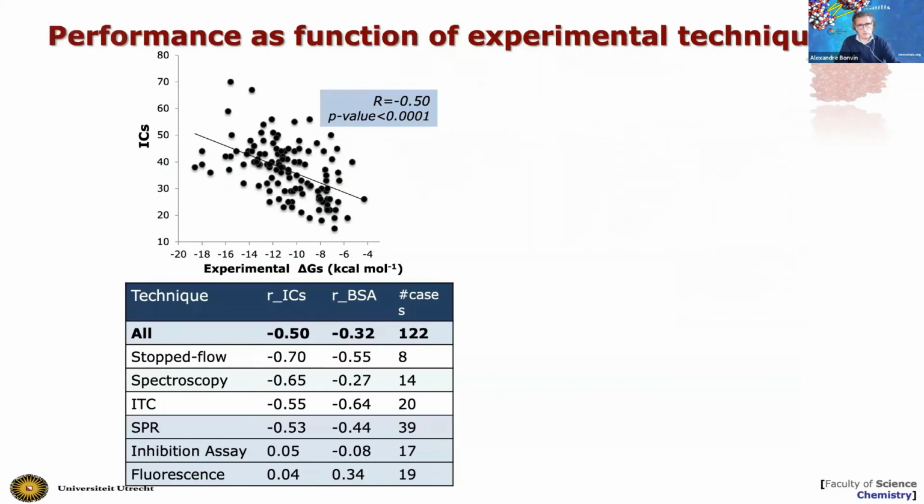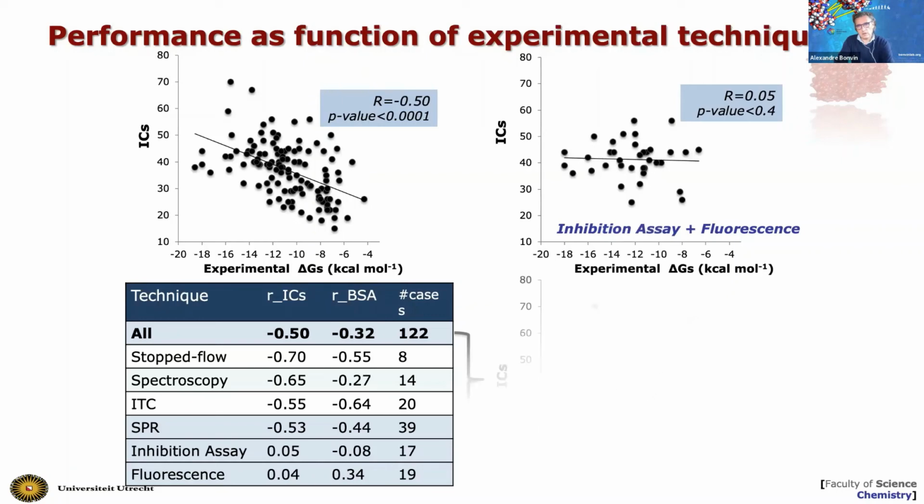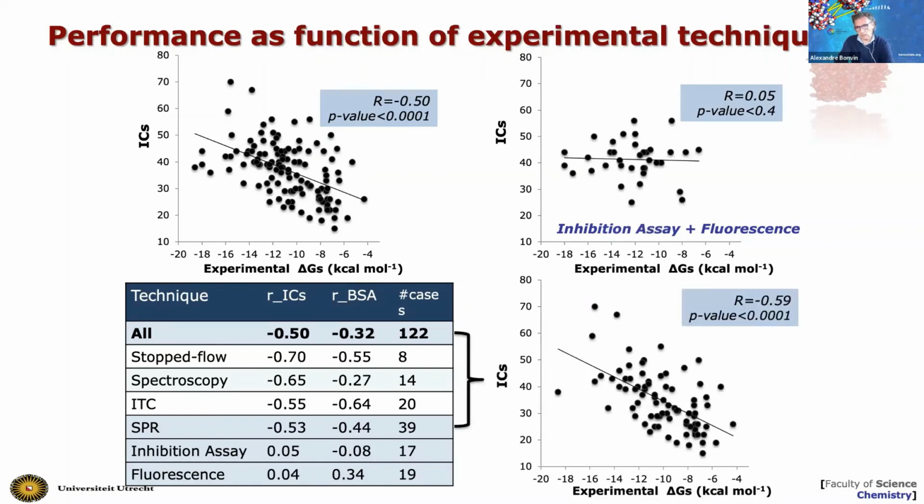If you take all contacts, so purely the contacts and nothing else, we get a correlation of 0.5. So this is at the same level as the buried surface area and the same level as all the scoring functions. You also see here that, depending on the type of data that you are using to generate the binding affinity data, you get different correlations. So these are inhibition assay and fluorescence, which give very poor correlations, and some others give better data. So again, this is showing you that not all data are equal. So if we discard those, we can get much better results. Here we get to a 0.6 correlation by discarding inhibition assay and fluorescence.